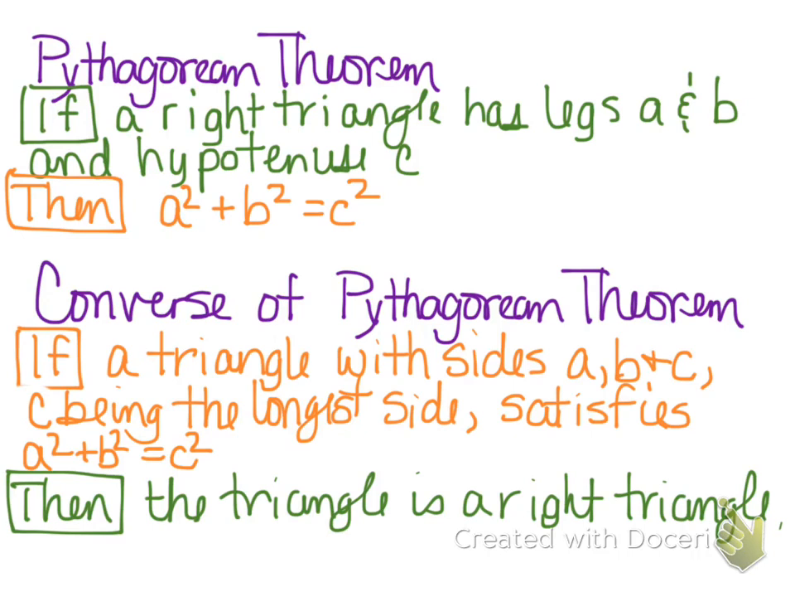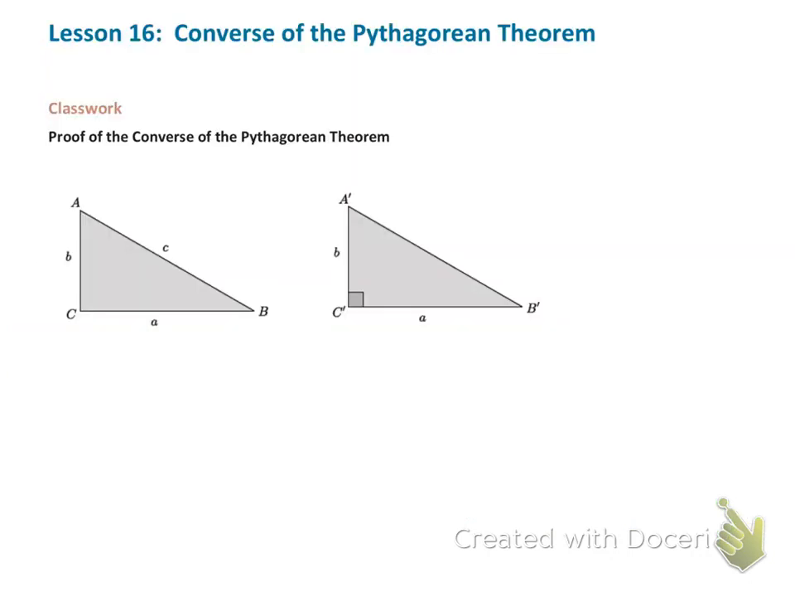So when you have a theorem like this, you can't always just flip it around. You have to prove it. And so that's what we're going to do now. We're going to look at a proof of the converse of the Pythagorean theorem. There are various proofs of this. We're going to do one that is based on congruent triangles. So we're going to have to do some basic rigid motions here. So we're going to review a few things.